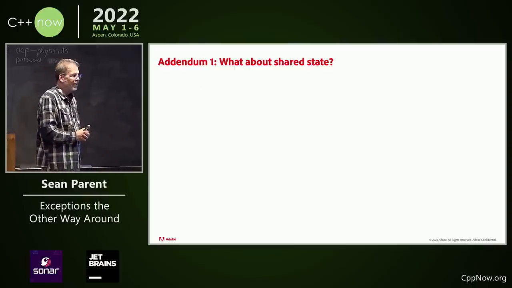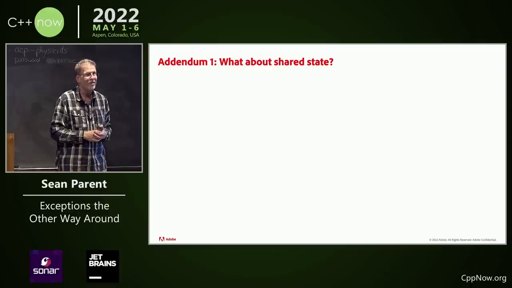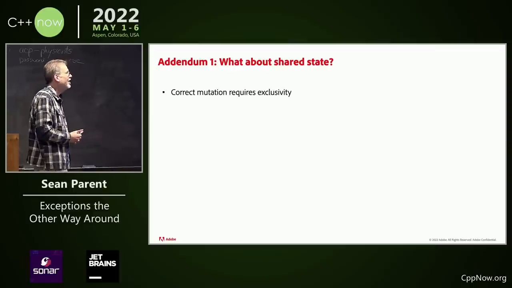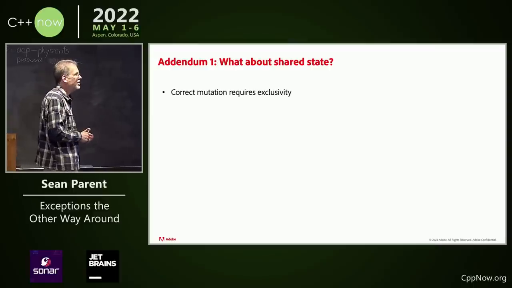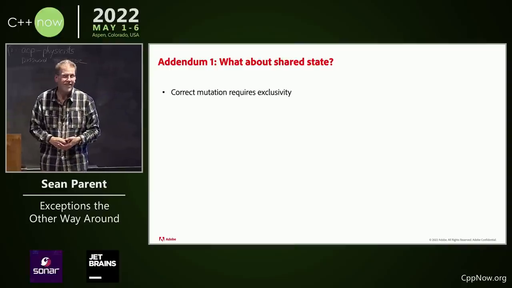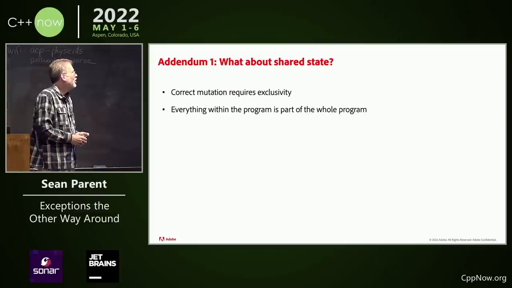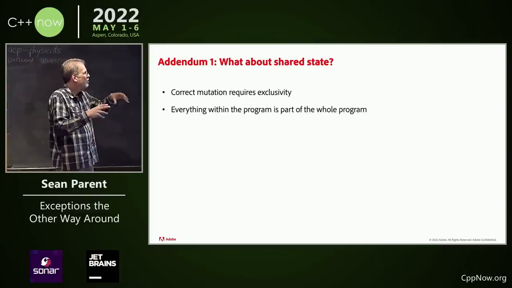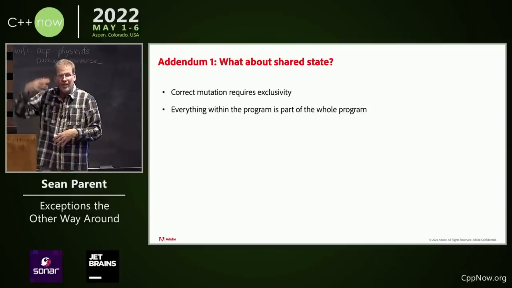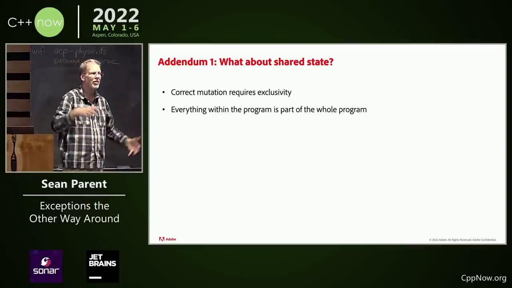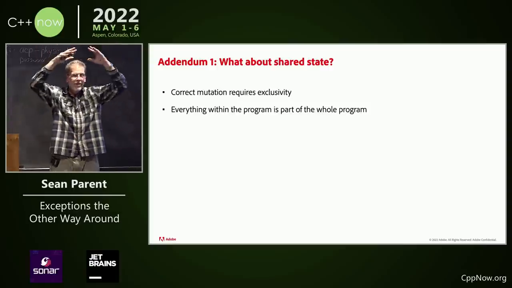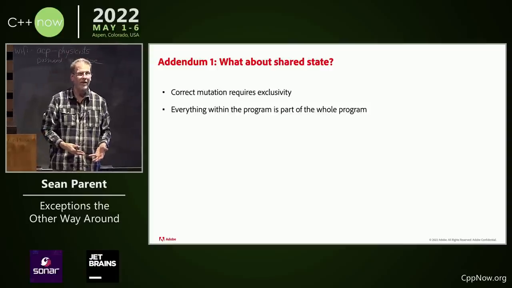Okay. The other thing nobody asked about is, what about shared state? Well, as Dave and Dimitri said, correct mutation requires exclusivity, right? It just does. So that means everything within the program is part of some whole, and if you've got shared state floating around your program and you're mutating it and an exception can get thrown, you need to reason about the whole of that shared state to figure out what the correct thing to do is.